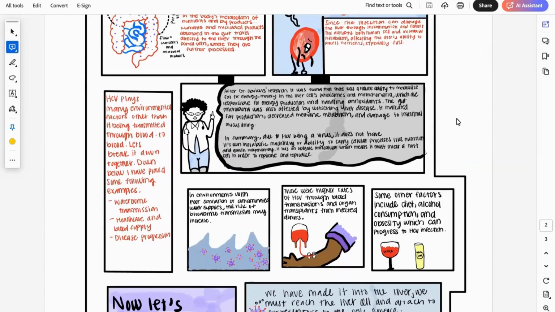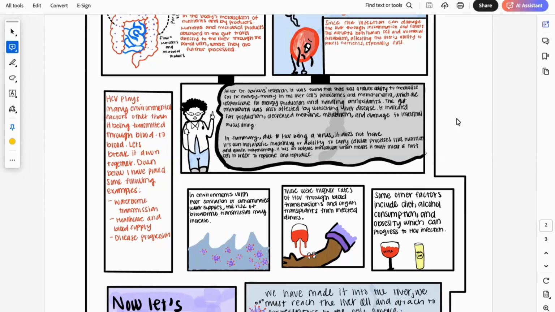After Dr. Obvious's research, it was found that there was a reduced ability to metabolize fat for energy, mainly in the liver cells' peroxisomes and mitochondria, which are responsible for energy production and handling antioxidants. The gut microbiota was also affected by worsening liver disease. It indicated increased fat production, decreased methane metabolism, and damage to its intestinal mucus lining.